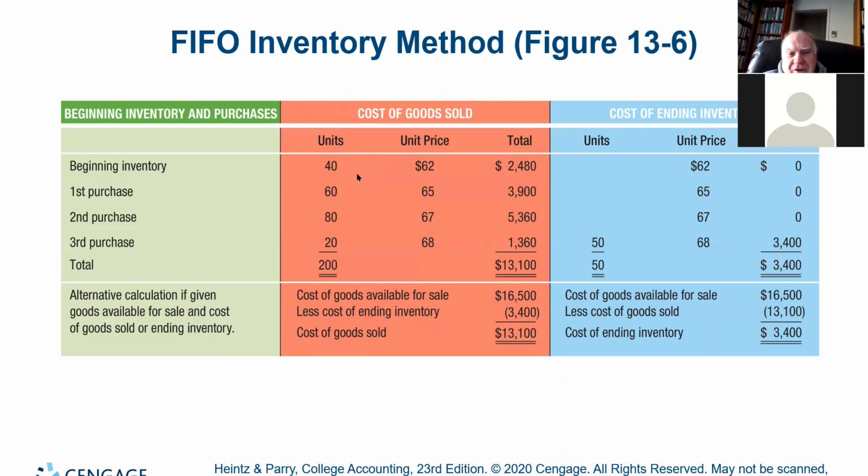They sold 150 units, right? Right. Got it. 40, 60, and they only needed 50 out of the 80. So that leaves in their ending inventory 30 times 67.